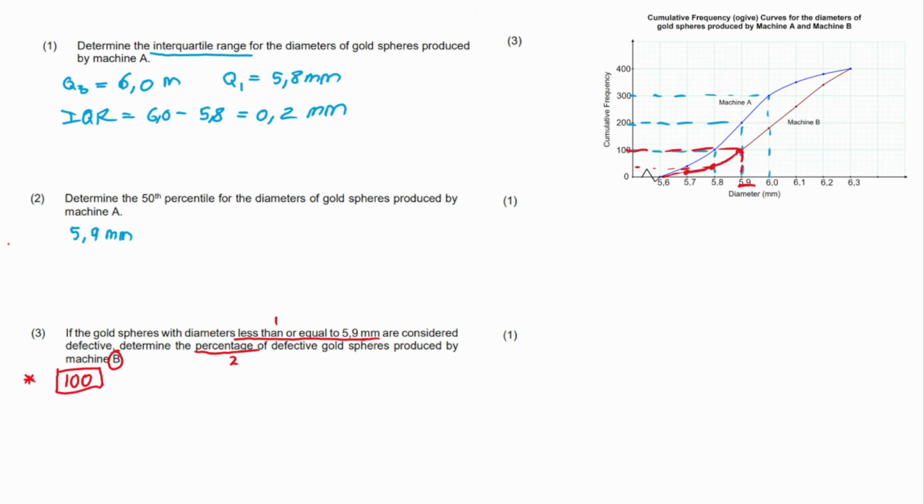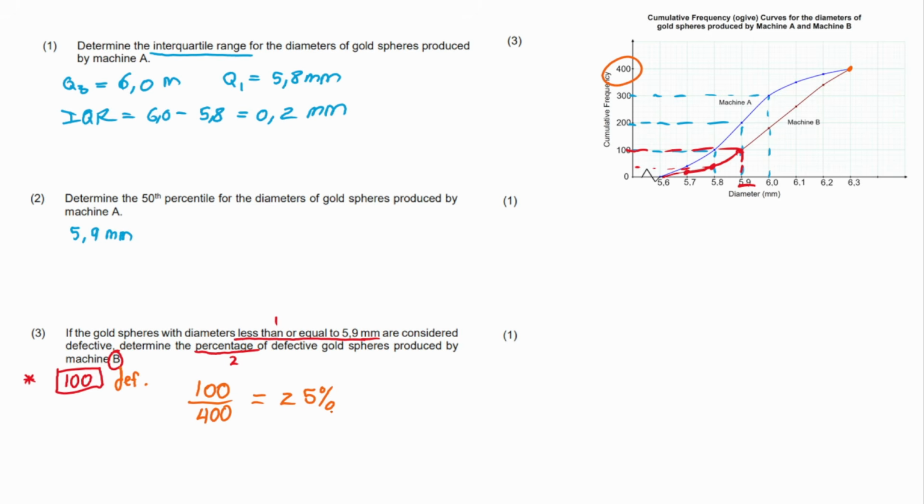But the question is asking, it wants the percentage of defective gold spheres. So we know 100 will be defective because this is defective. So I'm just going to write def for defect. So we know there's 100 defective gold spheres, but machine B produces how many? If we look up here, and it said on the previous slide, machine B produces 400. Let me fix this, 400. So machine B produces 400. So there's 100 defective out of 400 total produced. So if we evaluate this, we'll find that it's 25%.